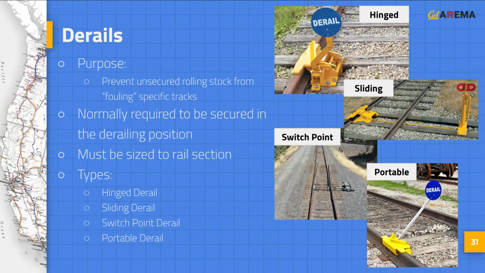Hinged derails are manually applied to the track and rotate in a vertical semicircle to move the derail on or off the rail. Sliding derails are mounted on two switch ties and are operated by a switch stand. Switch point derails resemble a normal turnout that essentially leads to nowhere. These derails are used in special locations, such as at the bottom of steep grades or where high-speed movement could knock a hinged or sliding derail off the track instead of derailing the movement. Finally, portable derails can be temporarily mounted to the rail to protect workers and equipment in mainline or shop locations.